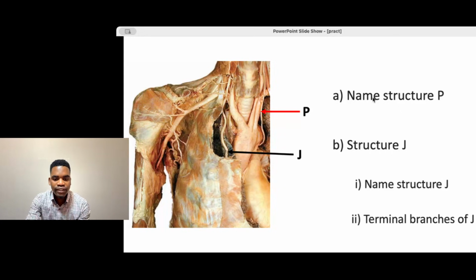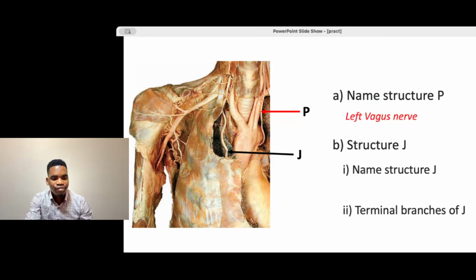Alright, so what's structure P? Structure P is looping. You see we have a branch here, a nerve which is looping around the aortic arch on the left side. So what is it? That should be the left vagus nerve. And I told you, you have to be specific about the side, as specific as possible. Structure P is the left vagus nerve.